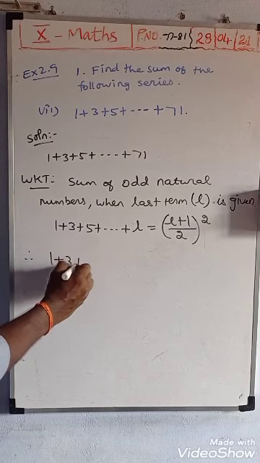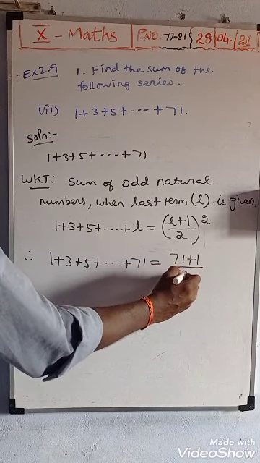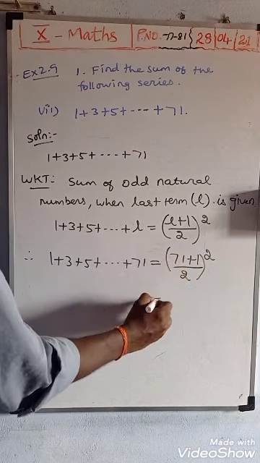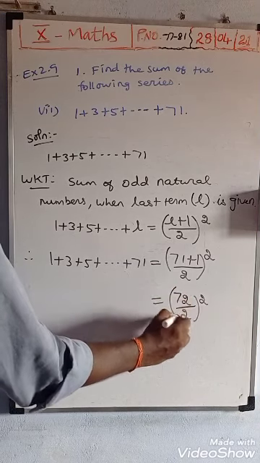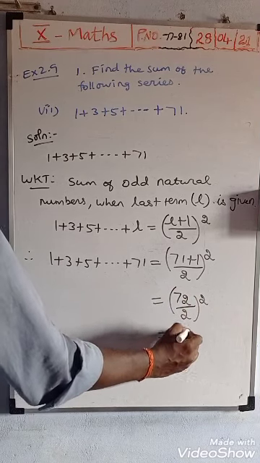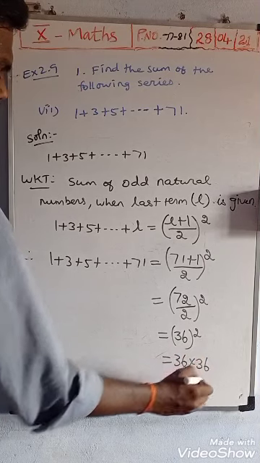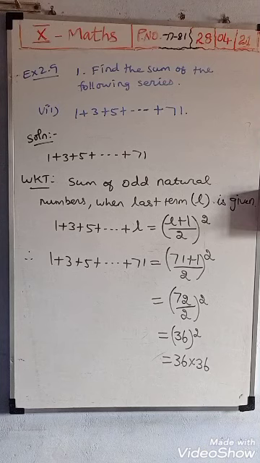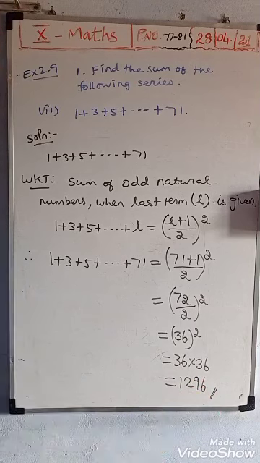Therefore, 1 plus 3 plus 5 plus up to etc. plus 71 is equal to 71 plus 1 by 2 to the whole square. So 71 plus 1 is 72, divided by 2, to the whole square. Cancelling, we get 36 square, which means 36 into 36. Multiply 36 into 36 and we receive the answer 1296. Okay, it is easy. We can apply this formula, L plus 1 by 2 the whole square.